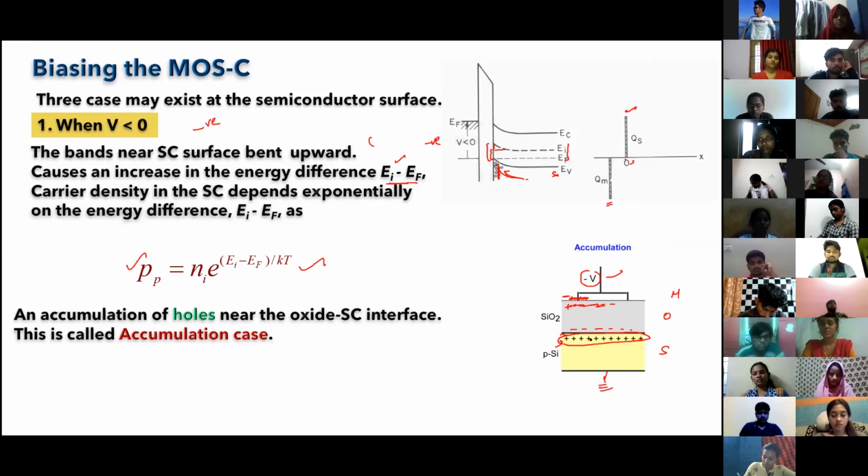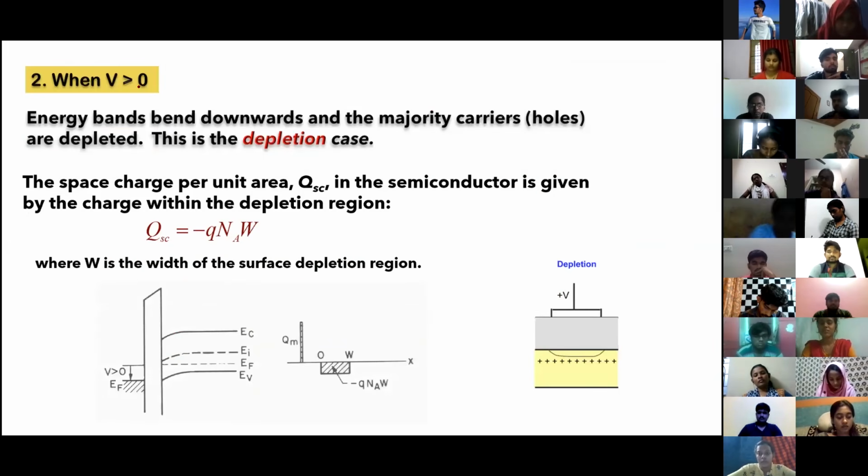In this interface you accumulate, and this kind of behavior is called the accumulation case, where the capacitor accumulates charges near the semiconductor interface. When you apply negative voltage, there is an accumulation taking place. So that is the first case, when my V is negative. The second case, my V can be positive.